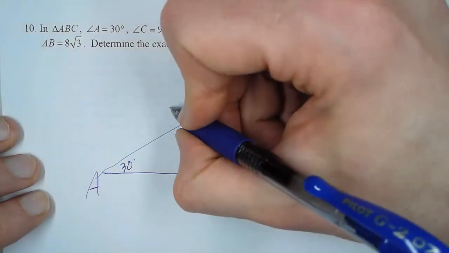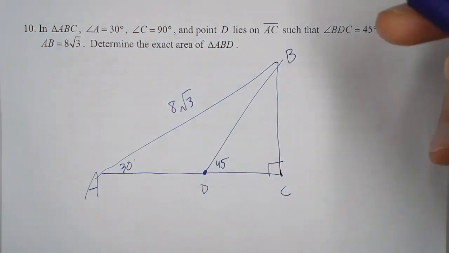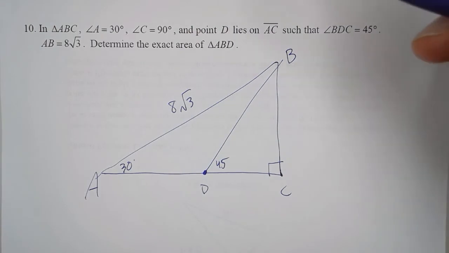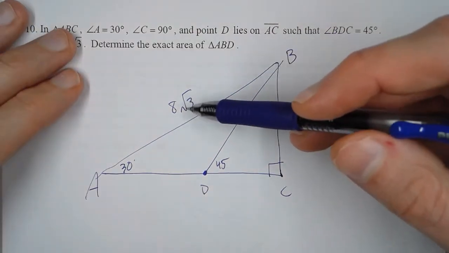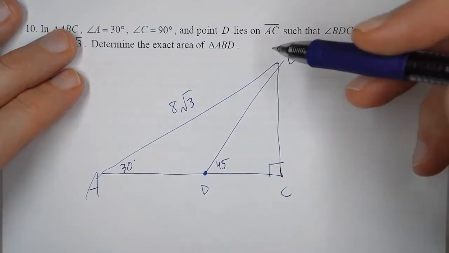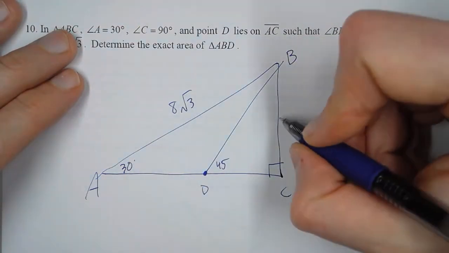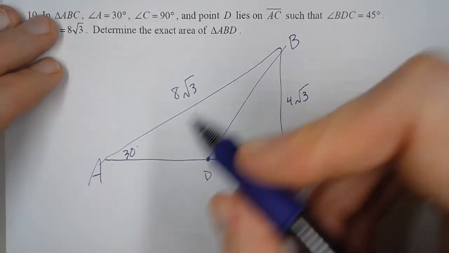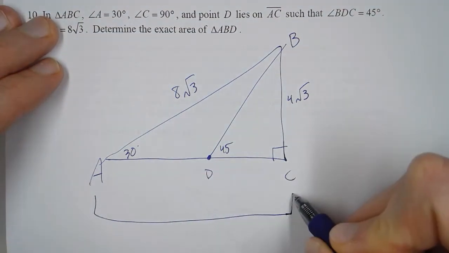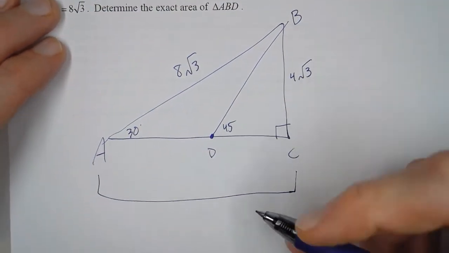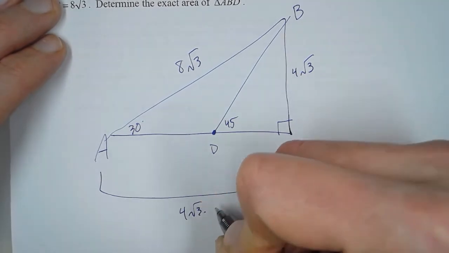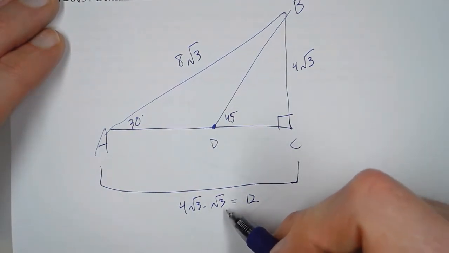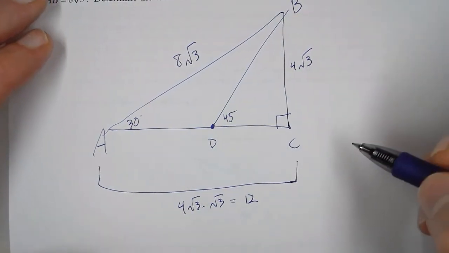So here we have 8 square root of 3. And so this makes up a 30, 60, 90 right triangle. So that means if the hypotenuse is 8 square root of 3, the short side, which is opposite 30, is half that. So this is 4 square root of 3. And then this right here is going to be this times square root of 3. So 4 square root of 3 times square root of 3 equals 12, because square root of 3 times square root of 3 is 3, times the 4 gives us 12.